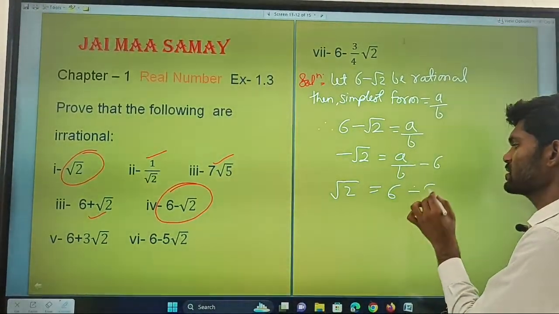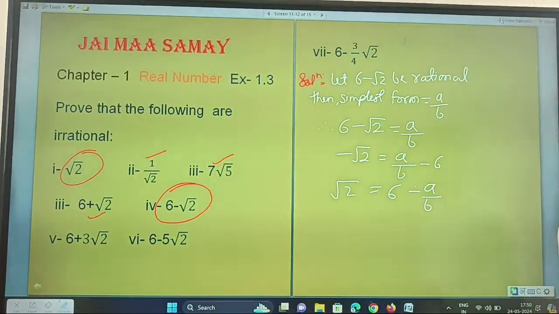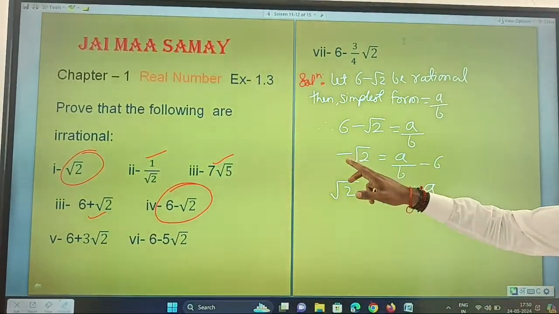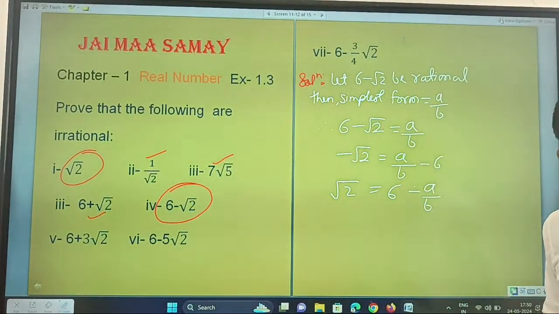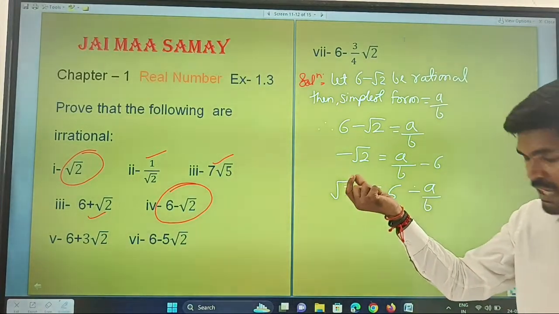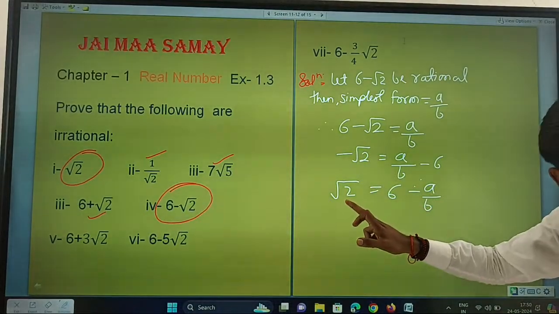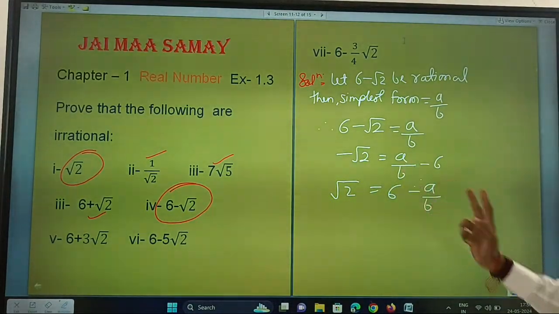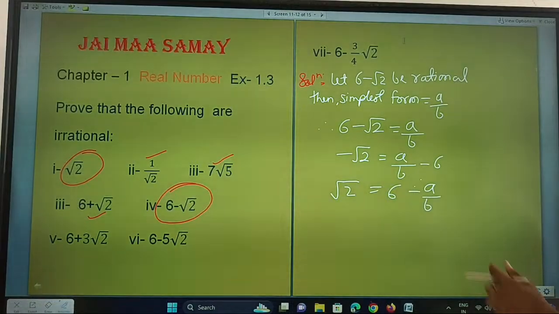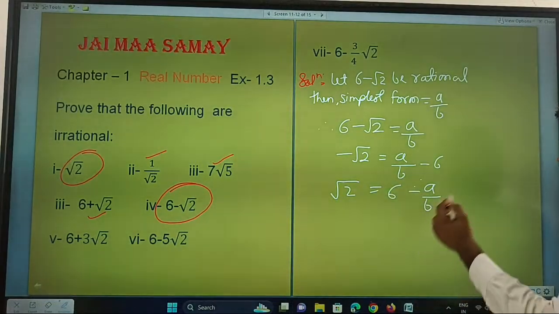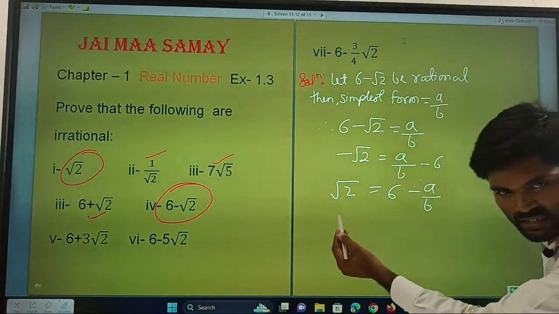Root 2 equals 6 minus A upon B. What did you understand? Here the minus sign, that's why I changed. In the previous question I had changed. No, no, because that place had a plus sign. Here it is a minus sign, that's why we change only the order. Root 2 place: 6 first, A upon B later. Okay. Clear? Then same statement: let it be rational, then this is also rational.